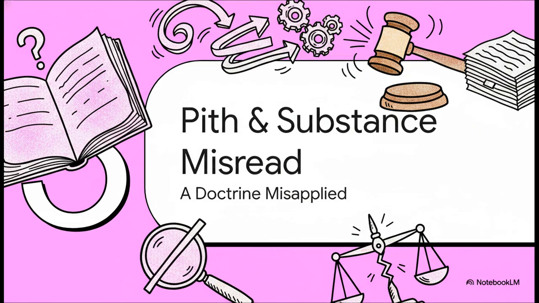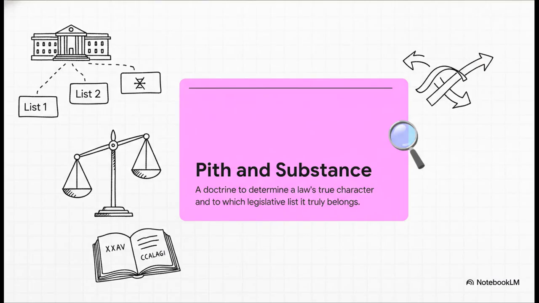Now, to really grasp his critique, we have to look at a key legal tool, a doctrine that Tripathi argues the Hoist Court completely misused, and that's the doctrine of pith and substance. Now, this doctrine is a classic in federal systems like ours. It's a way of asking, what is this law really about? What's its true nature and character? Its main job is to figure out if a legislature had the power, the competence, to make the law in the first place under Article 246.